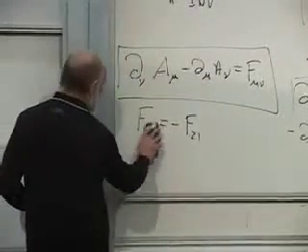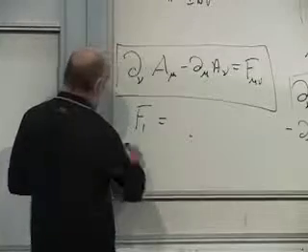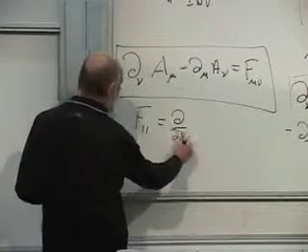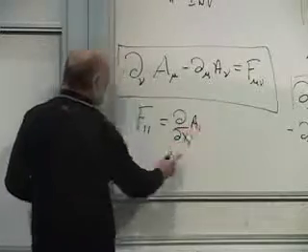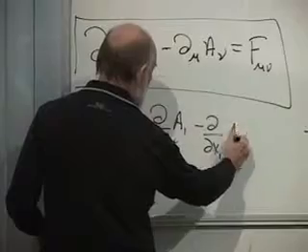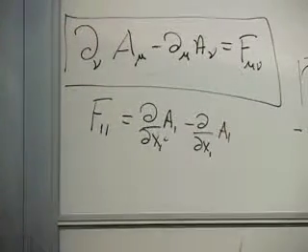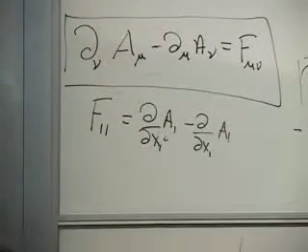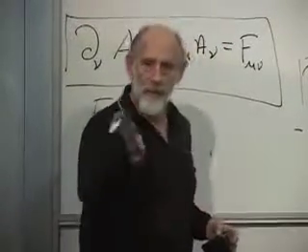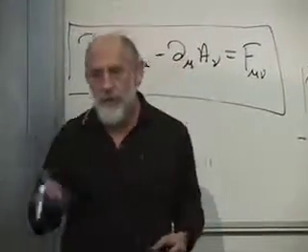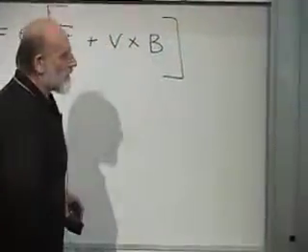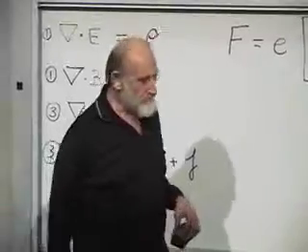F11, what is F11? F11 is equal to the derivative with respect to x1 of A1 minus the derivative with respect to x1 of A1. So it's 0. The diagonal elements are all 0. And the off-diagonal elements have opposite sign when you interchange the two indices. So how many of them are there altogether? 6.